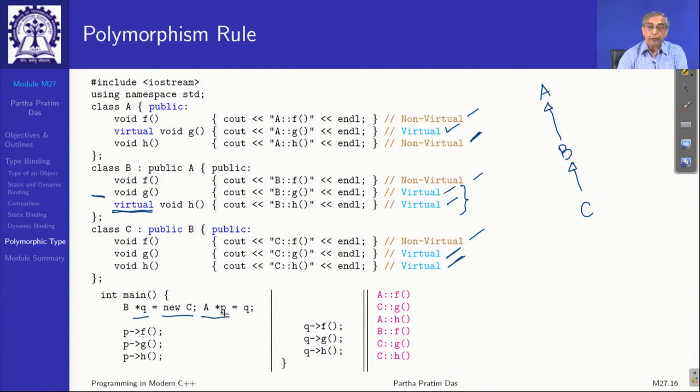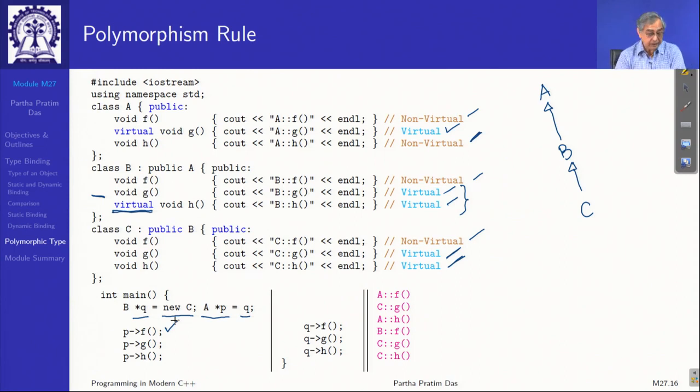another pointer P, where I have upcast this pointer. So, P is an A type pointer, Q is a B type pointer, and the actual object both of them are pointing to is a C type object. Okay. So, what will happen if I do P pointer F?